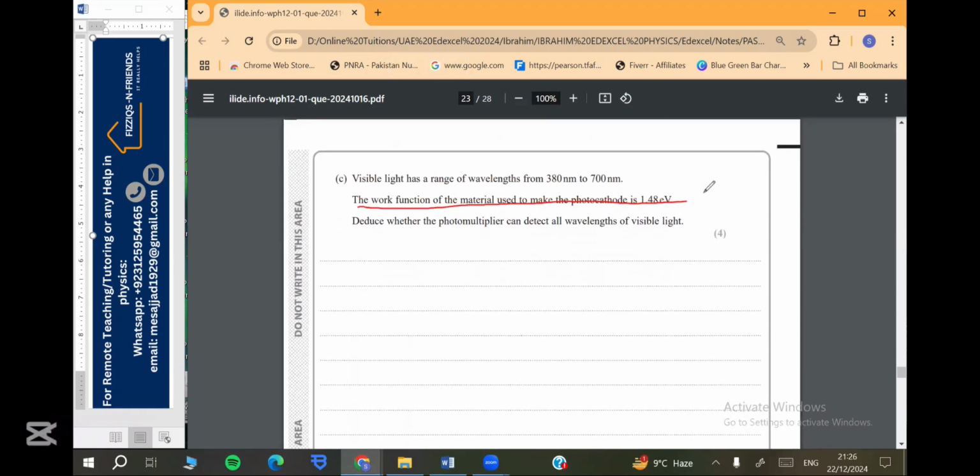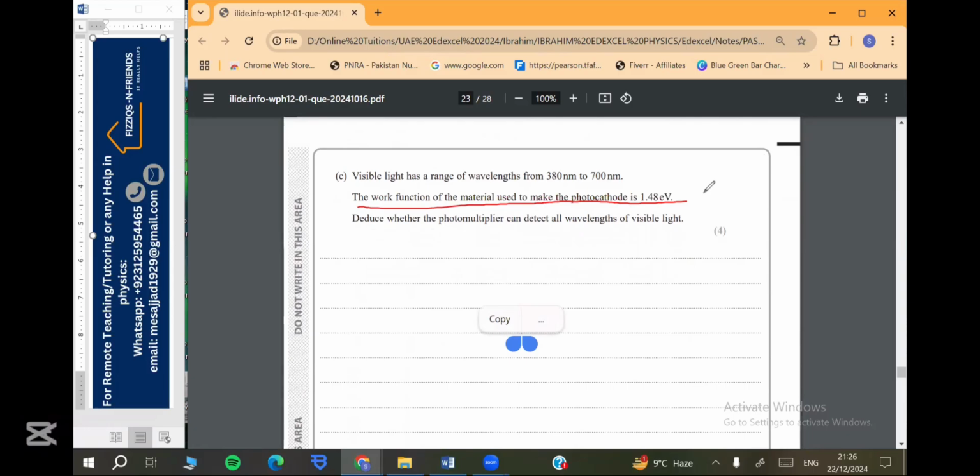Deduce whether a photomultiplier tube can detect all wavelengths of visible light or not. For that, we need to see which wavelength has which energy, and the minimum detectable energy is this one. Work function means the minimum energy required to break the electron from the metal and free it.